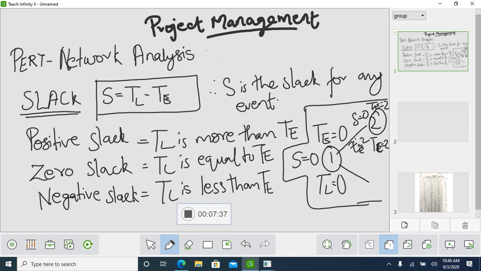So in PERT network analysis, we are going to discuss slack. Slack is the main difference between the TL and TE. It indicates the relationship between TL and TE, called the slack value. So slack S is equal to TL minus TE, that is, the latest allowable occurrence time minus the earliest expected time. Next, you have three different slacks: positive slack, zero slack, and negative slack. Only if you understand this can we move to the problem.